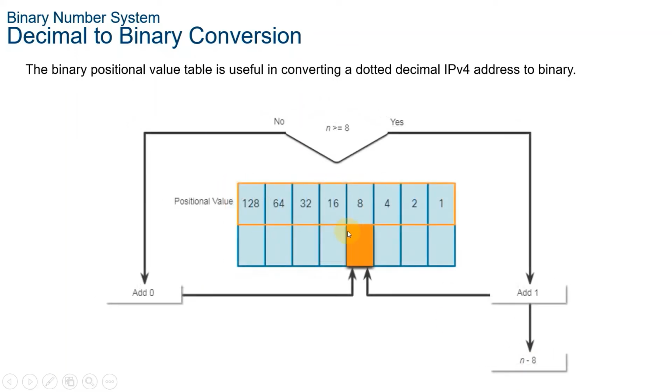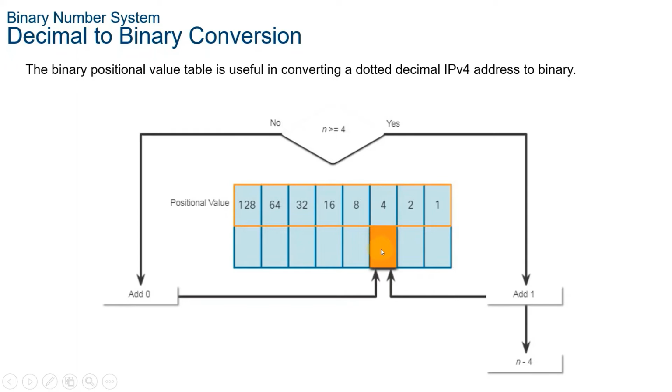So same thing with 8. Is the decimal number of octet n equal to or greater than the next most significant bit, which is 8? If no, then enter 0 in the 8 positional value. If yes, then add binary 1 in the 8 positional value and subtract 8 from the decimal number.